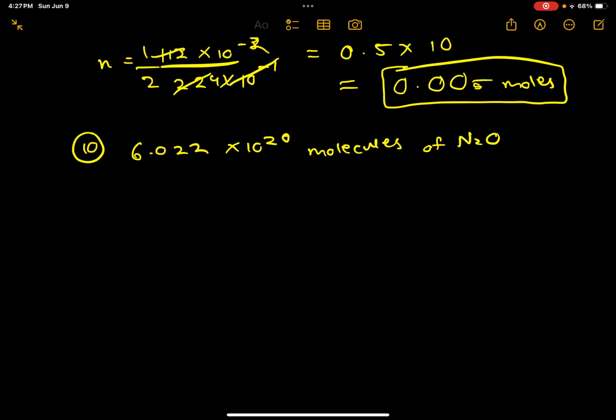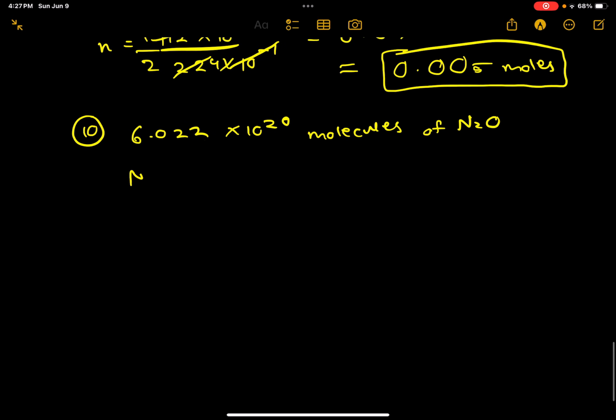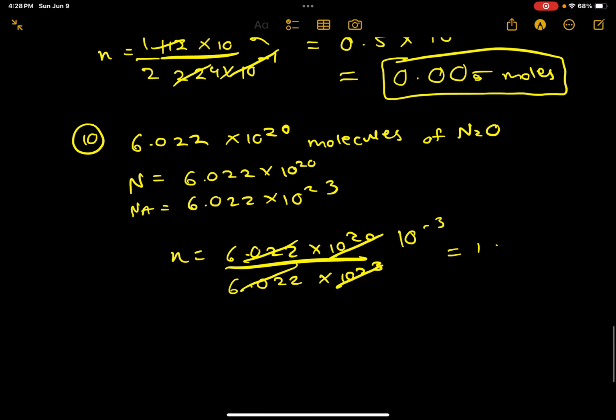So that means that the number of molecules N is equal to 6.022 into 10 to the power 20, and Avogadro's number is equal to 6.022 into 10 to the power 23. So n is equal to this right here upon Avogadro's number. 20 and 23 cancelled in order to make 10 to the power minus 3. These two get cancelled, which states that 10 to the power minus 3 moles.